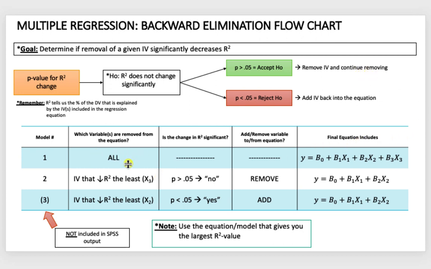So an example here is that we put all of our variables into our equation to start, and then we remove the variables that decrease R-squared the least. If there's no significant change in R-squared, we remove the variable because it was not significantly contributing to the regression equation. On the flip side, if we remove a variable and it does decrease R-squared significantly, then we need to put that variable back into the equation.